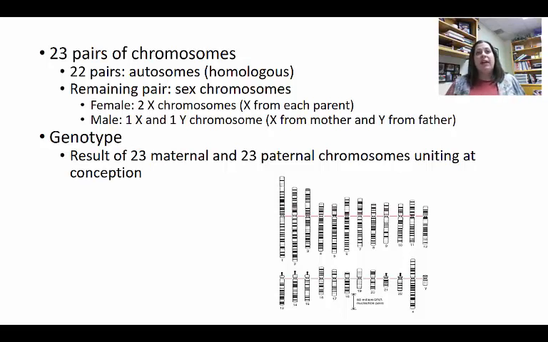Now, when we're looking at the genotype, this results in 23 maternal and 23 paternal chromosomes. They unite during conception, so that fusion of egg and sperm come back together to create that diploid organism. You can see here that they've done some chromosome mapping. We've actually mapped the human genome, and so they know where the genetic sequence for each of those traits is located.